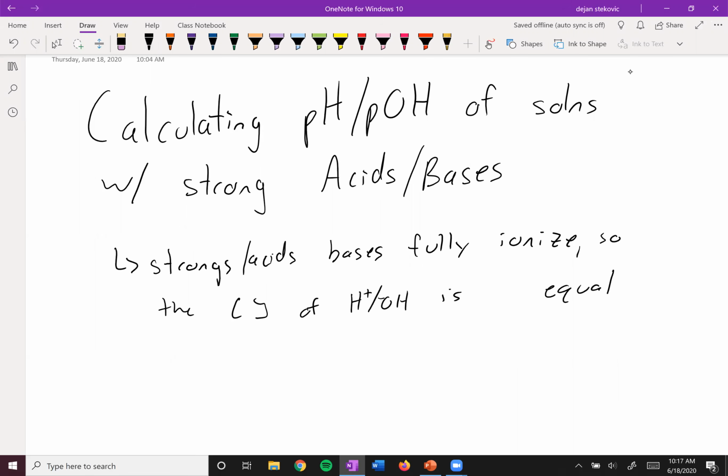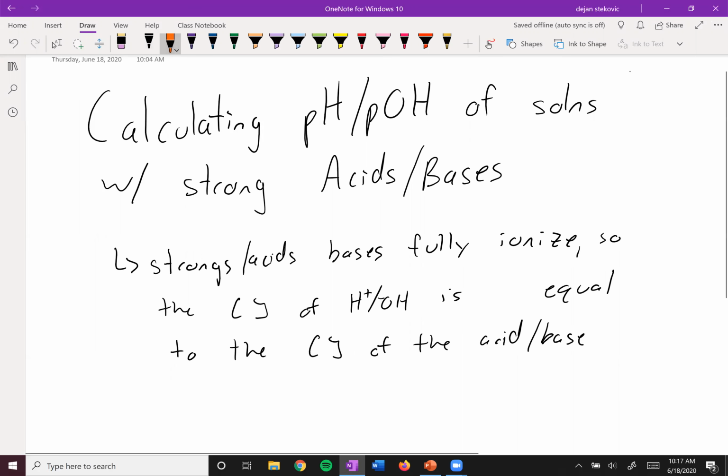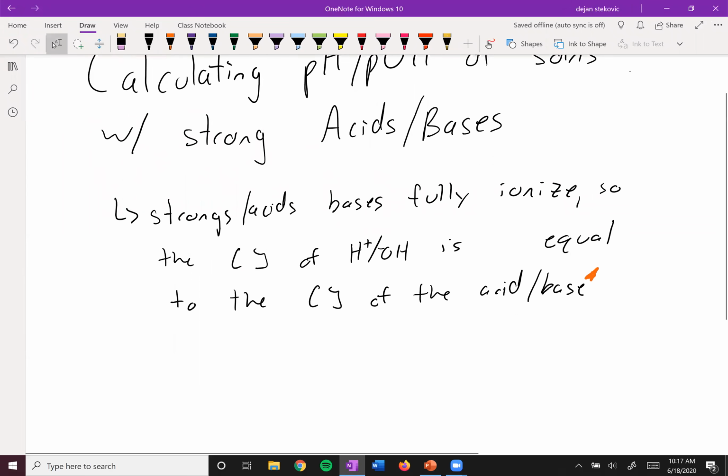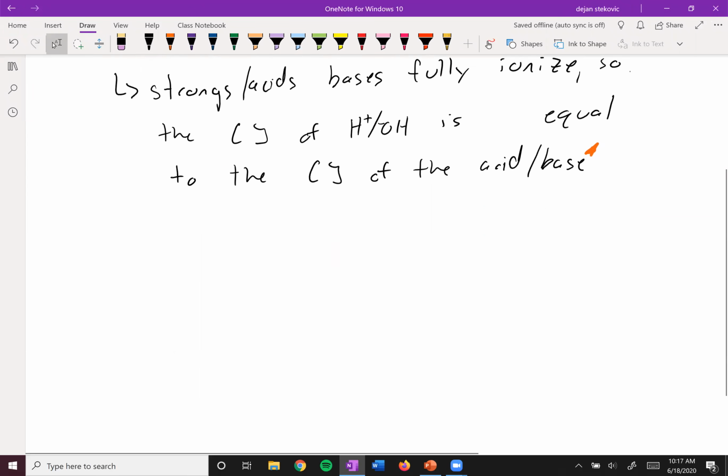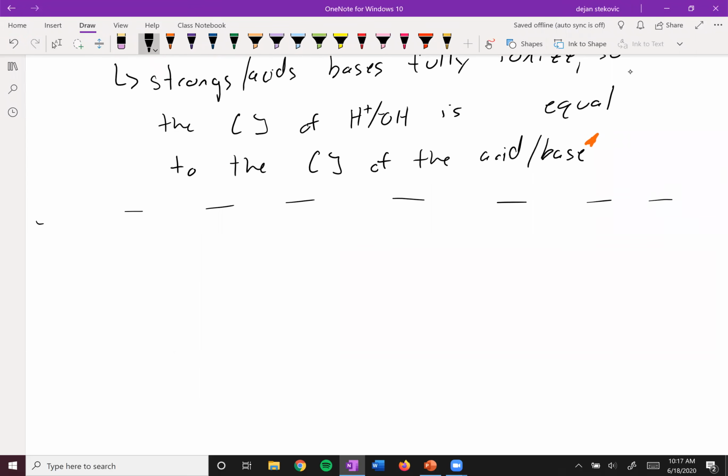I will just say equal to the concentration of the acid/base. And for base, we'll put a little kind of star here. And this isn't actually totally true, and we'll see why in a little minute. Bases are slightly a little bit tricky. So let's take a look at some examples.